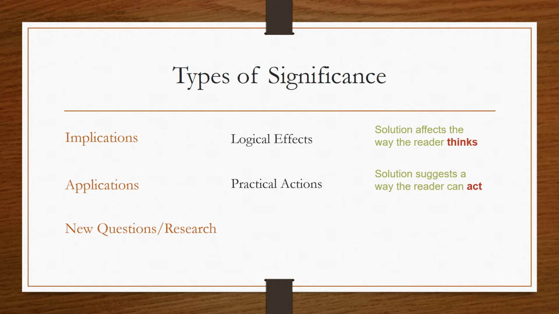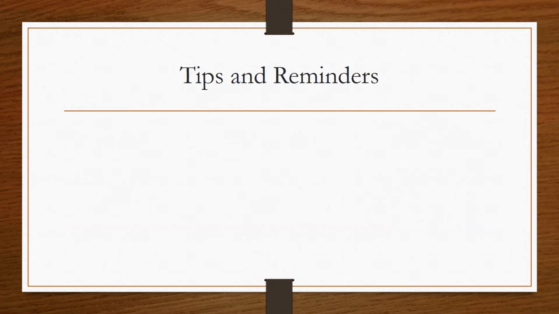Applications explore how the solution affects the practical acts and choices a person can make. The writer discusses how the solution suggests a way the reader can act differently. New questions suggest how the reader can continue the conversation with new research and writing. The writer explores how the solution provides new opportunities for research. Keep in mind your target audience as you choose what significance to discuss. Here are a few tips and reminders as you craft your conclusion.